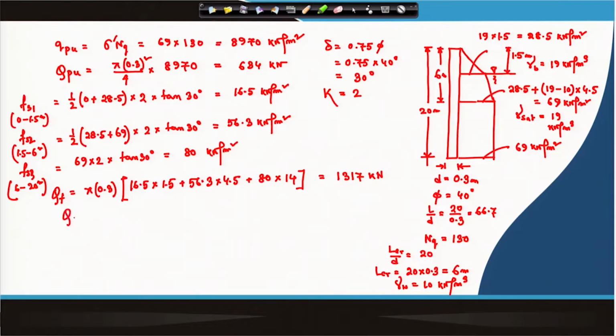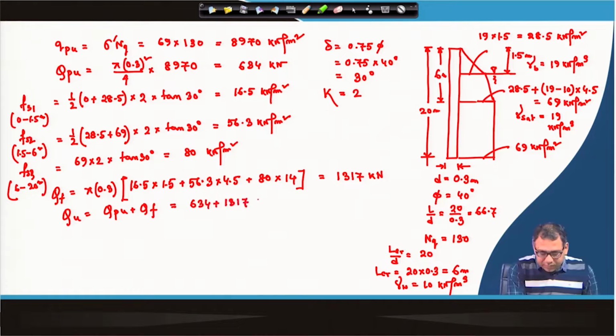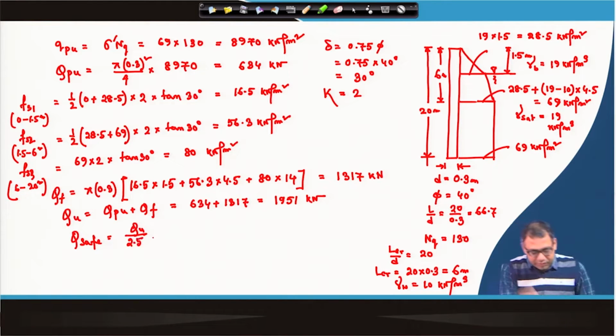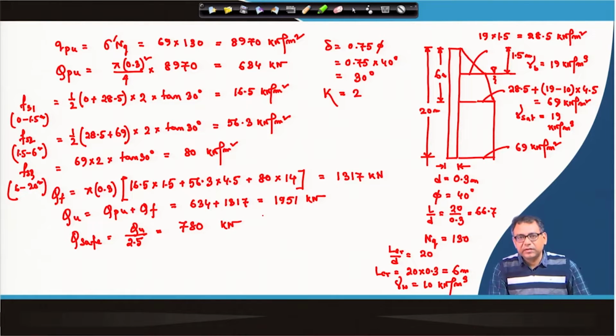So, Q ultimate is QPU plus QF. This is QPU 634 plus 1317, which is equal to 1951 kilonewton. Q safe is Q ultimate divided by the factor of safety, which you can take 2.5 to 3. So, that is equal to 780. So, the allowable or safe load carrying capacity of this particular single pile is 780 kilonewton.